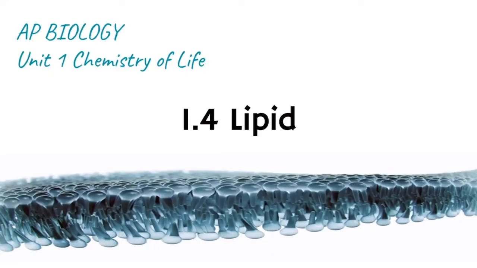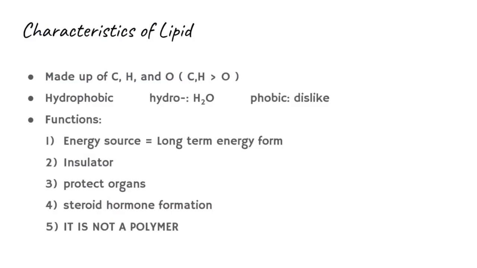In the last video, I talked about carbohydrates, and today I'll talk about another macromolecule that constitutes our body, lipid. First of all, lipid is made up of carbon, hydrogen, and oxygen. However, a difference from carbohydrate is that carbon and hydrogen take a larger ratio than oxygen does in lipid.